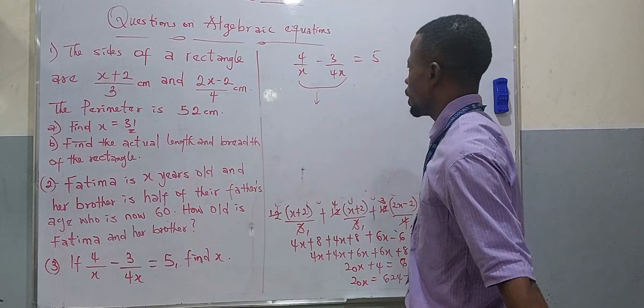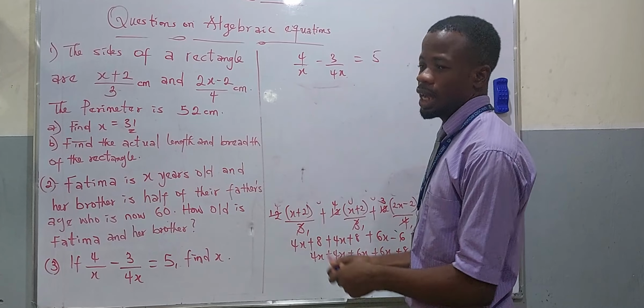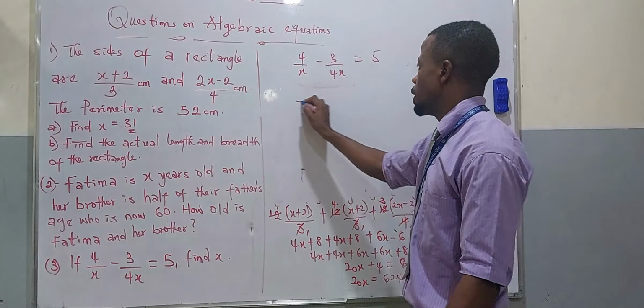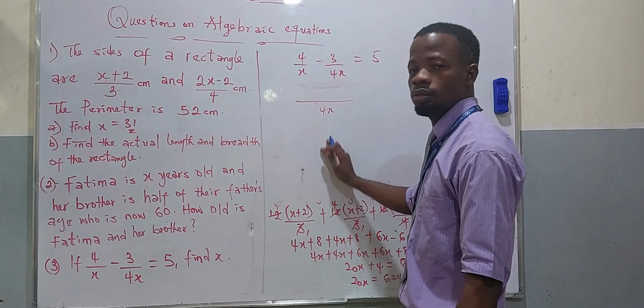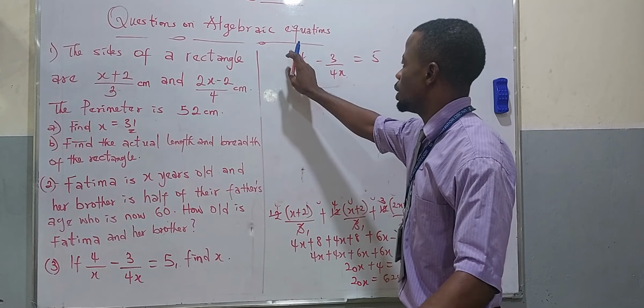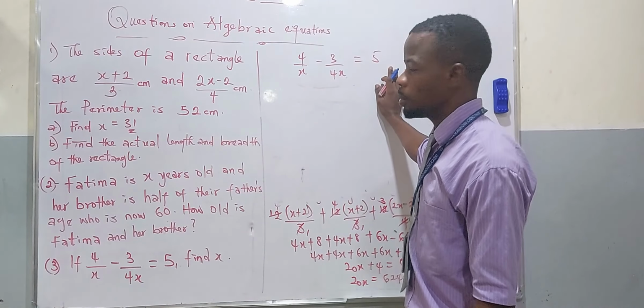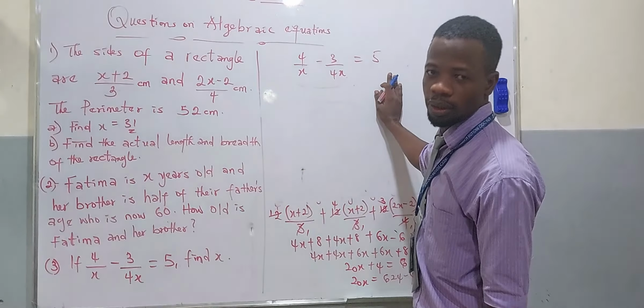You can multiply through by the LCM. What is the LCM of 4x and x? The LCM is 4x. Yes, the LCM of x and 4x is 4x. So you can multiply this by 4x, multiply this by 4x, multiply this by 4x. Am I communicating? Then from there, you get the answer.